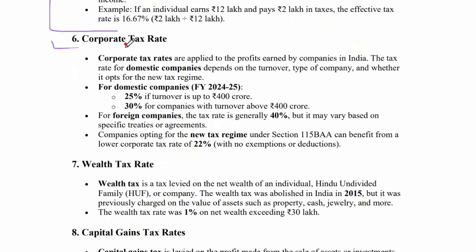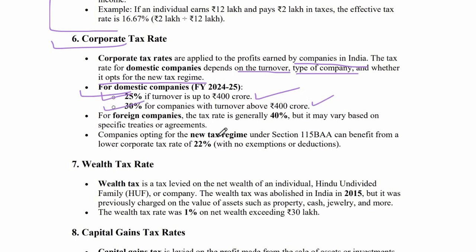Corporate tax rate. Corporate tax rates are applied to profits earned by companies in India. The tax rate for domestic companies depends on the turnover, type of company, and whether it opts for new tax regime. So we have old tax regime and new tax regime. For domestic companies, as of 24-25, if the turnover is up to 400 crores, the tax rate is flat 25%, and anything above 400 crores, the tax rate is 30%.